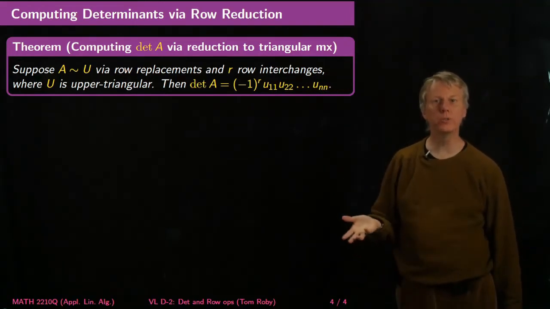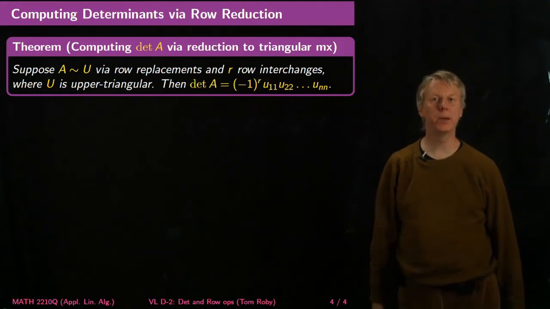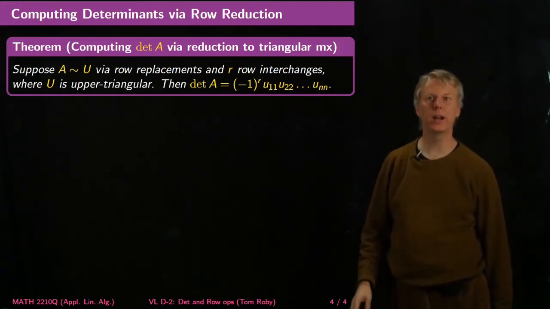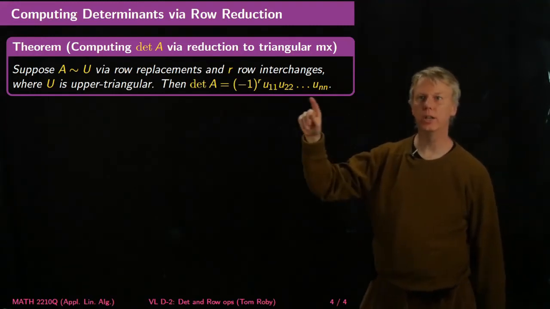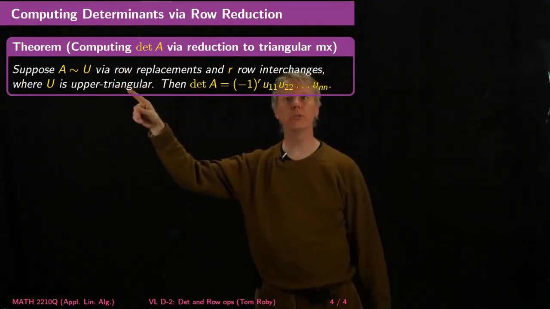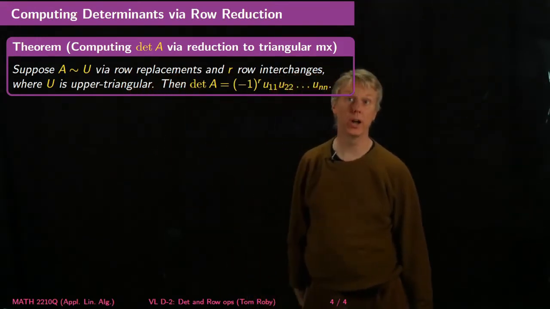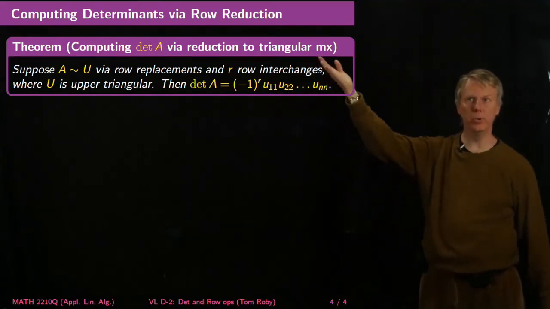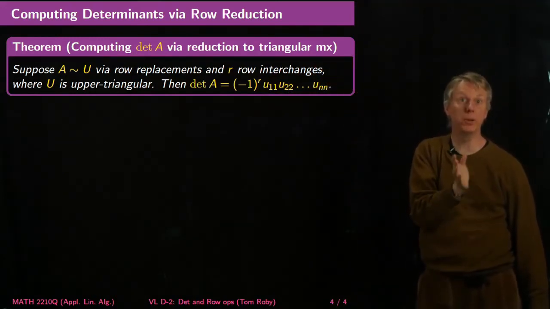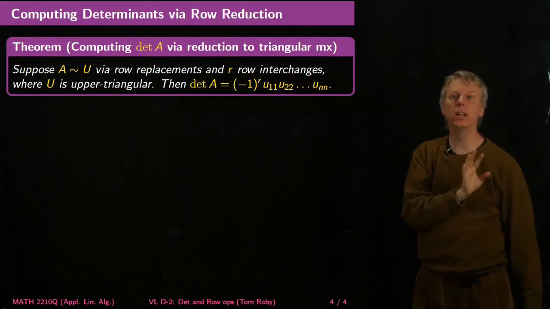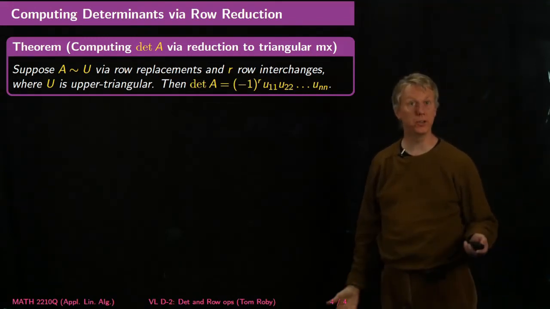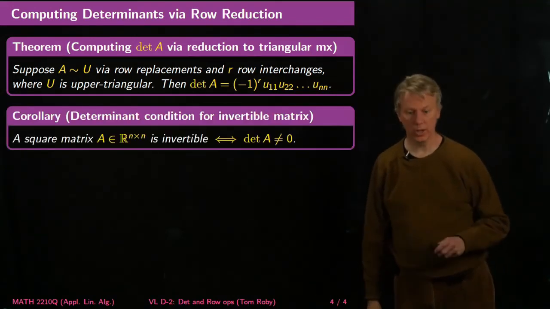All right, so that's more or less what we did in that previous example, except we did a little bit more keeping track of. But the point is that you can always row reduce any matrix to upper triangular form just with row replacements and R row interchanges. And so your pivots won't be ones, you won't be able to make it into echelon form, but you don't need echelon form for the purposes of taking the determinant. Okay, so here we go.